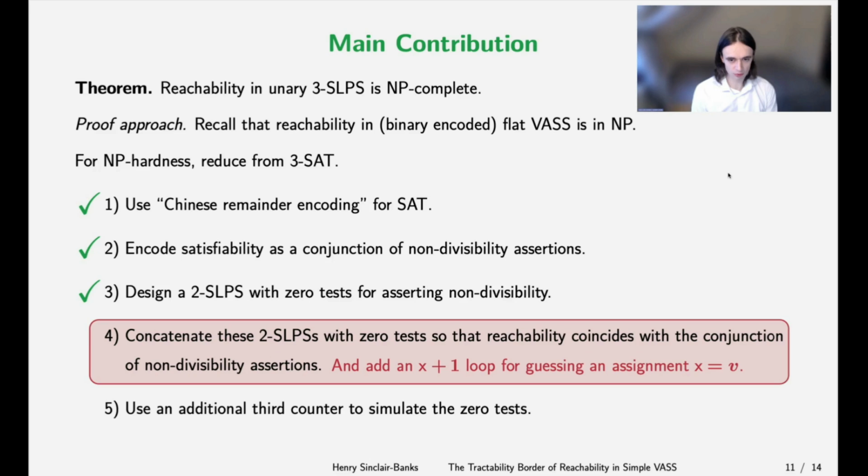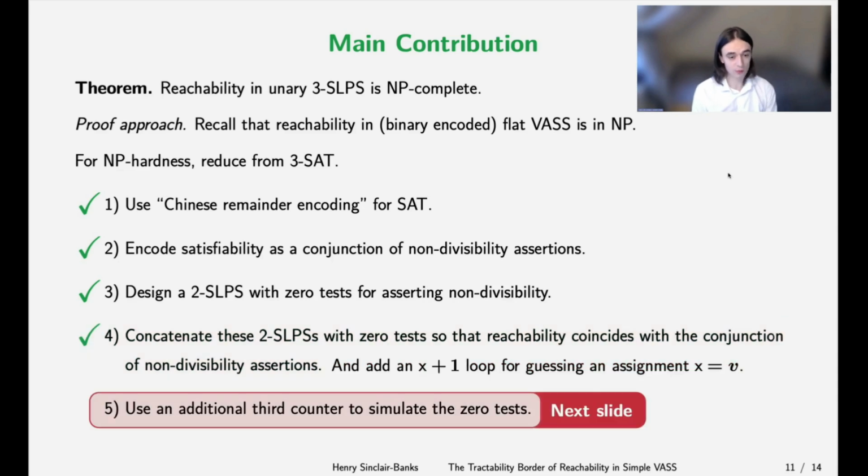But to show that reachability in 3-dimensional simple linear path schemes is NP hard, well, we need indeed a 3-dimensional simple linear path scheme, not a 2-dimensional one with zero tests. So that's where step 5 comes in. I'm going to show you now how we construct a 3-dimensional system from a 2-dimensional system with zero tests. We'll be adding a counter that will handle the zero tests for us.